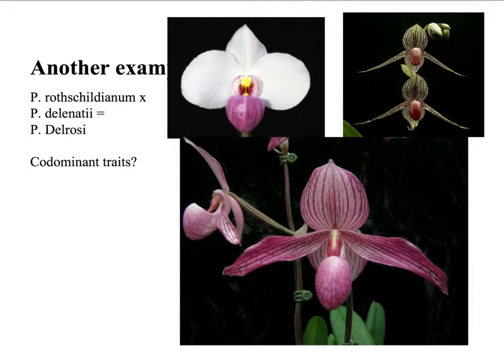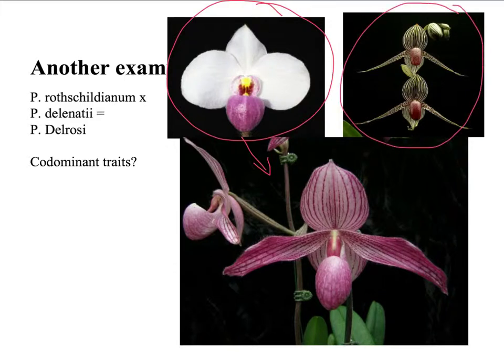We can see that Delanatii, which is the lovely pink one at the top left, gives us a lovely pink colour within the offspring, and Rothschildianum on the right continues to give us striping which we don't see in the other parent. But in this example we're also going to be looking at what traits we would see that are neither one parent nor the other. An obvious example, to me at least, is the petal shape.